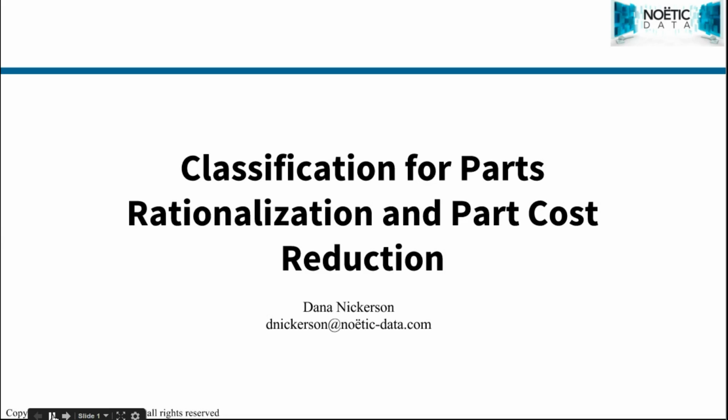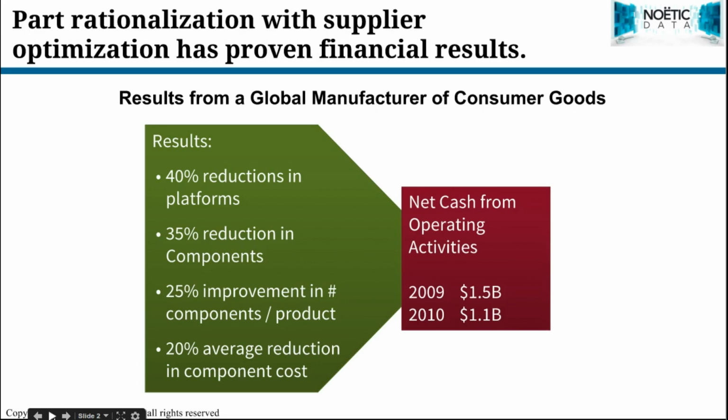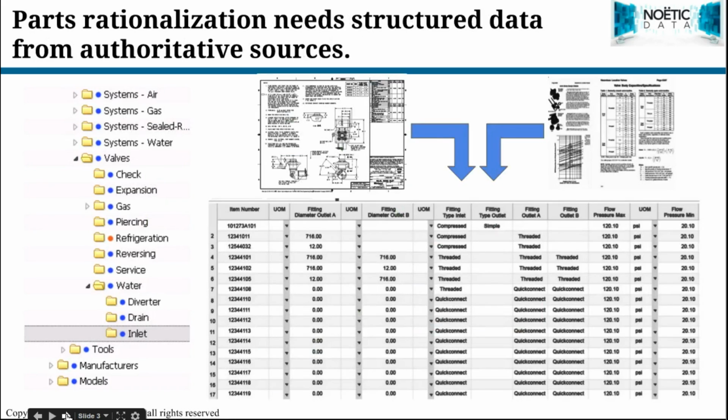If you remember, parts rationalization is a process for reducing purchase material costs. In our case study, we discussed how a global manufacturer of consumer goods generated $2.6 billion in net cash. We also said that a parts rationalization project needed a structured approach for capturing geometric and performance characteristics from authoritative sources such as drawings and specifications. The resulting part and product data was analyzed for cost variance versus the performance and material characteristics. This is how an organization achieves the cash flow benefits.